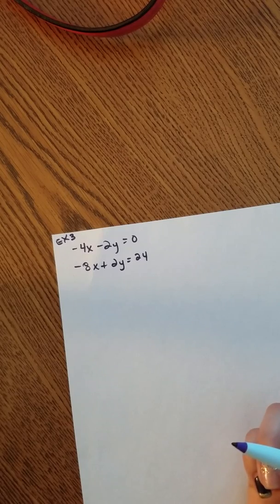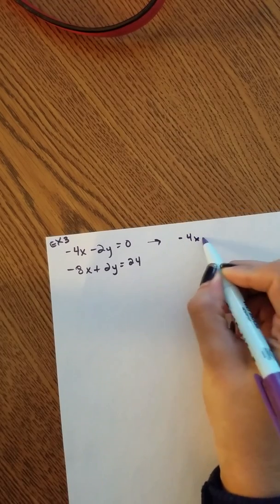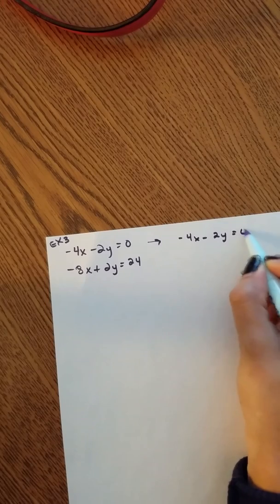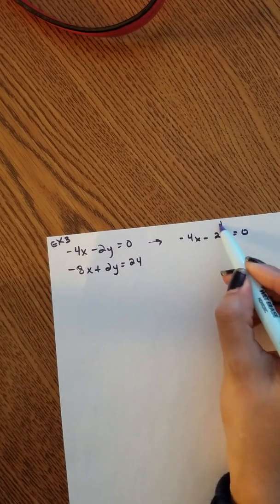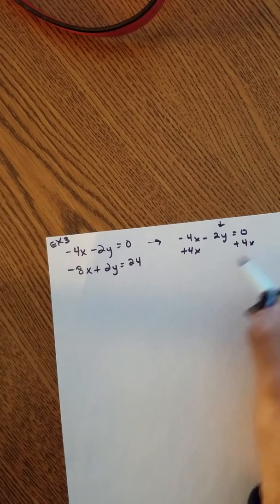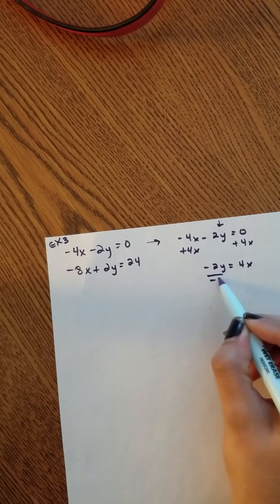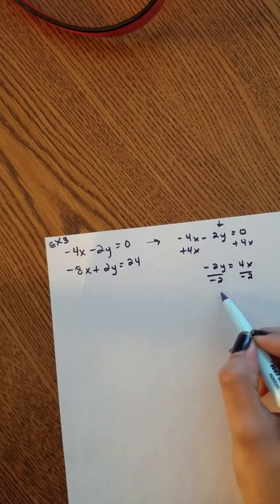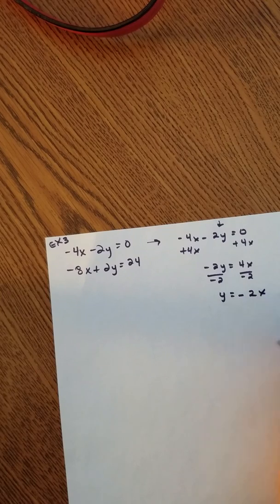So from here, you just check to see which might be the easiest one to solve for. I'm going to use this one because it's equal to 0. So it's going to be a little bit less work. Now from here, you can choose to solve for any variable. You can solve for x or y. I'm going to solve for y. So I'm going to add 4x to both sides. Negative 2y is equal to 4x. Divide each side by negative 2. Y is equal to negative 2x.